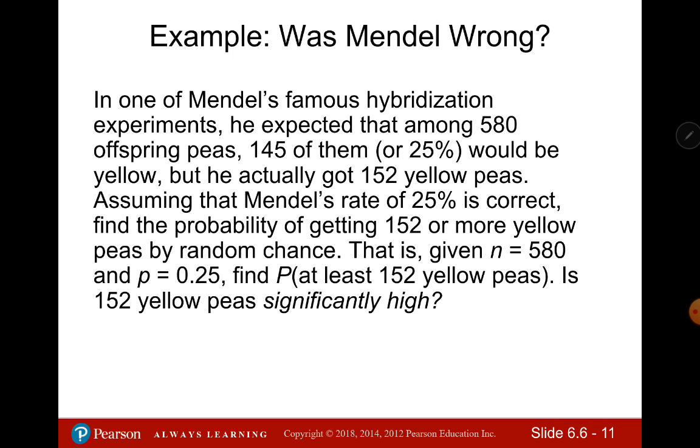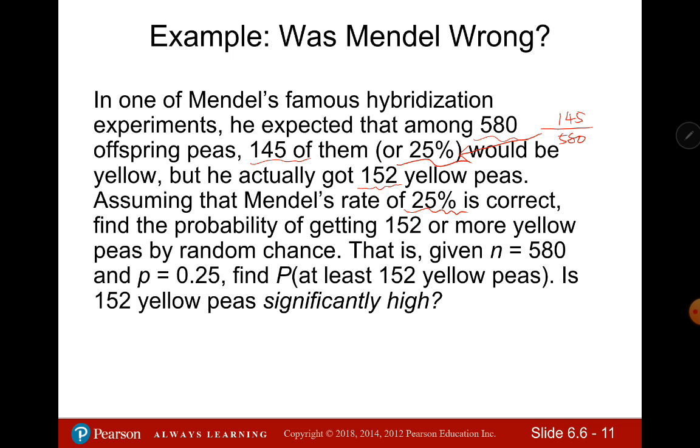So we have this famous experiment, and we know the amount is 580, offspring peas 145, or 25%. How can we get 25? We use 145 divided by 580 to get this 25%, okay? Those will be yellow. But he actually got 152, not 145. We assume the assumption is correct. 25% is correct.